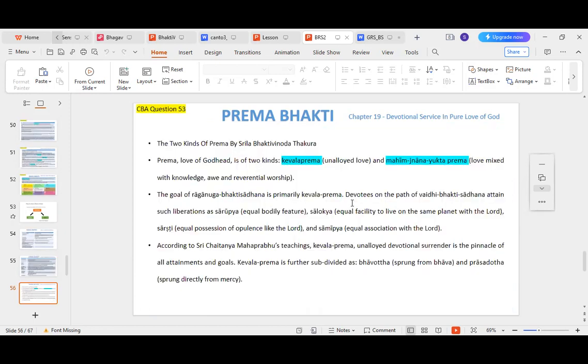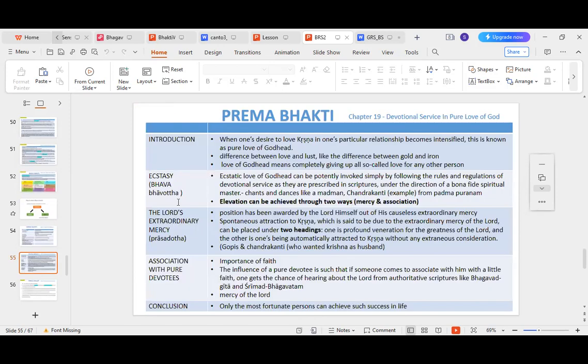I'll explain the difference between these two: bhavottama and prasadottama. Bhavottama is the ecstasy that comes from bhava to prema, and then mercy to prema. Either way, it is sadhana bhakti, then bhava, then bhava to prema, or directly the Lord's mercy, prasadottama. Prasada means mercy, directly coming from Krishna.